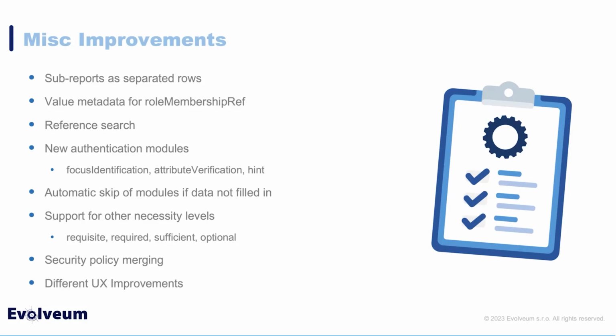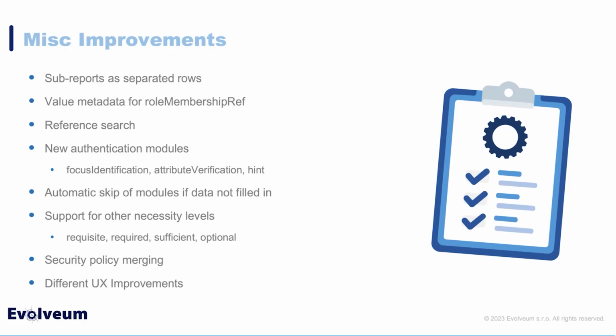Focus identification module can be used to find a user in MidPoint. Hint module can be used to provide hint to the user, so maybe they will remember the password and don't need to reset it. And attribute verification module can be configured to request any attribute value from user and compare it with the value stored in MidPoint.